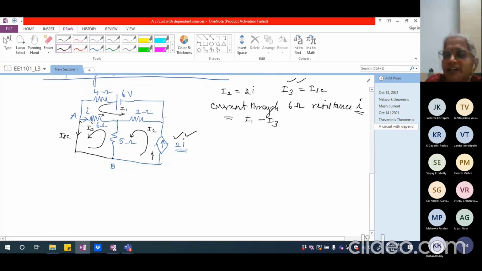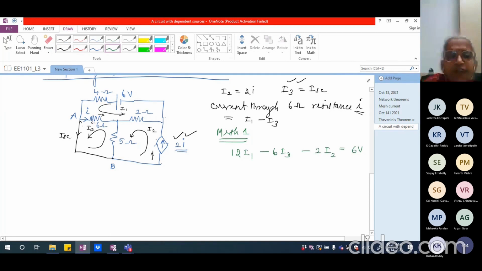Let me try to write the equations quickly and then you will calculate the rest. For mesh 1, I can write the equation as 4 plus 6 plus 2, so 12. So 12 times I1 minus 6 times I3 minus 2 times I2 is going to be equal to 6 volts. This is the mesh 1 equation.